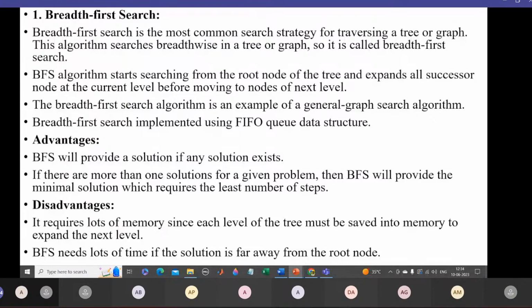You can understand it by an example. It is an example of a general graph search algorithm, and it follows the FIFO queue data structure. Advantages: it will provide a solution if any solution exists, and if there is more than one solution, it will provide the minimal solution, that is the least number of steps. Disadvantages: it requires a lot of memory, because each level has to be maintained, and it needs a lot of time if the goal node is far away from the root node.